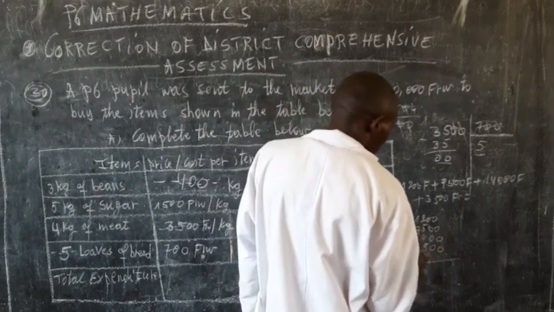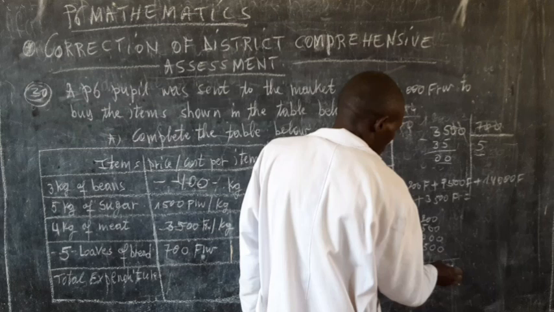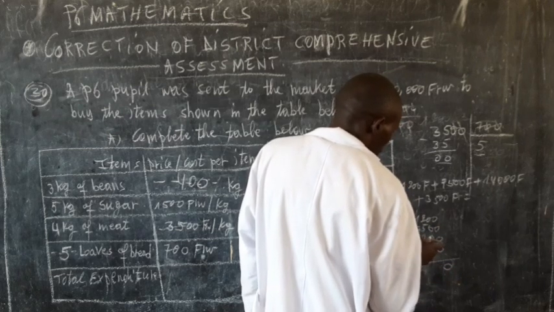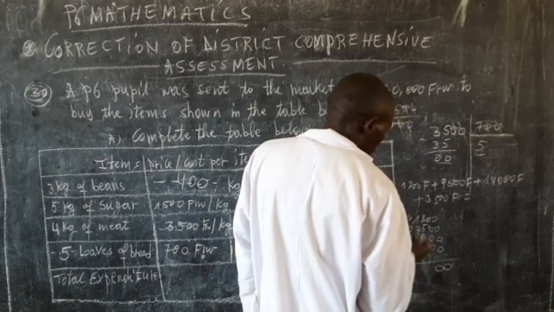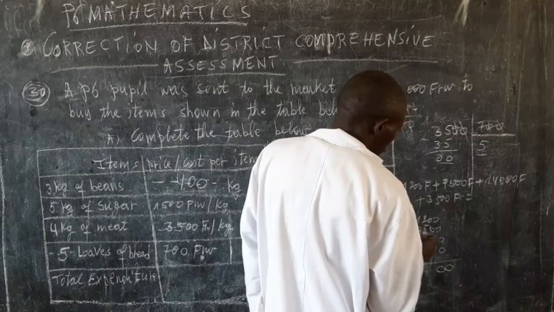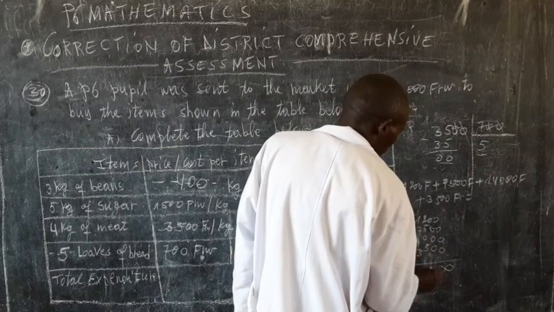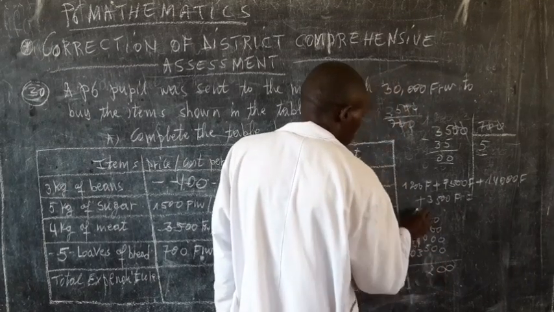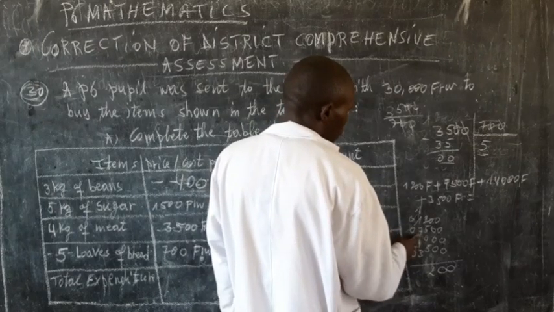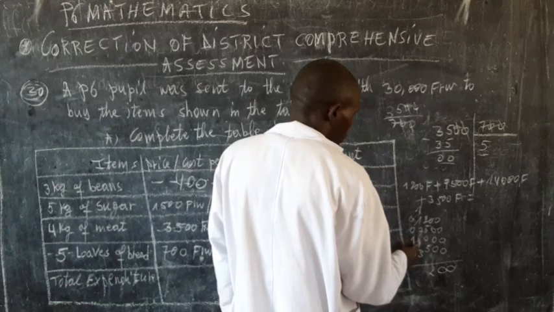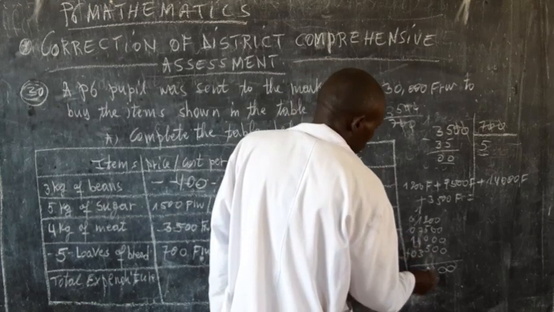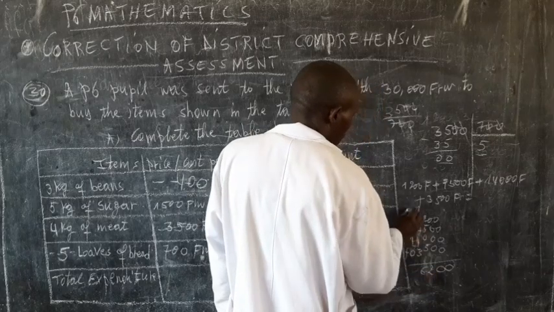0 plus 0 plus 0 plus 0 is equal to 0. 0 plus 0 equal to 0. Plus 0 equal to 0. 0 plus 0 equal to 0. 2 plus 5 equal to 7. 7 plus 0 equal to 7 plus 5 equal to 12. I write 2, I carry 1. 1 plus 1 equal to 2 plus 7 equal to 9. 9 plus 4 equal to 13. 13 plus 3 equal to 16. Then write 6, I carry 1.